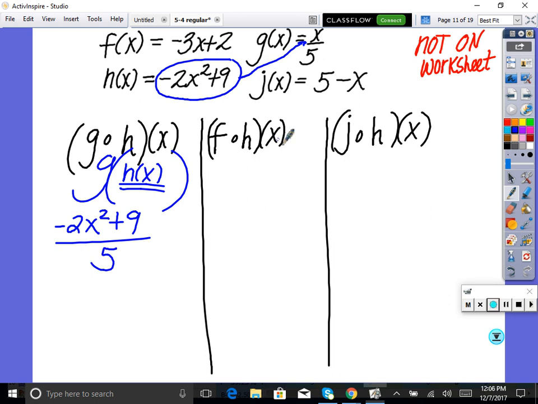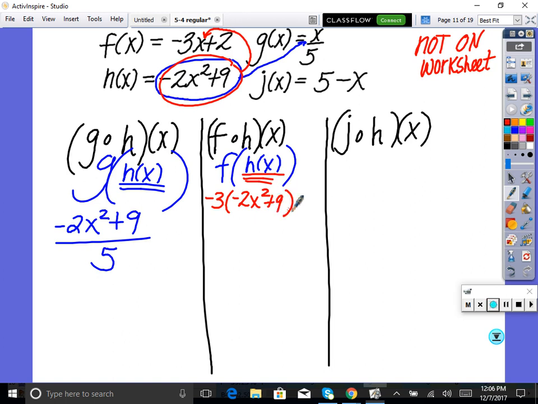So look at this one. Squish x back in with h of x. Squish it back in again: f of h of x. So now I'm going to find h of x and plug that into function f wherever there's an x. It replaces it. So that'll be negative 3 times negative 2x squared plus 9, plus 2. So now we would have 6x squared minus 27 plus 2, so 6x squared minus 25. Does everybody agree? Okay, one more.